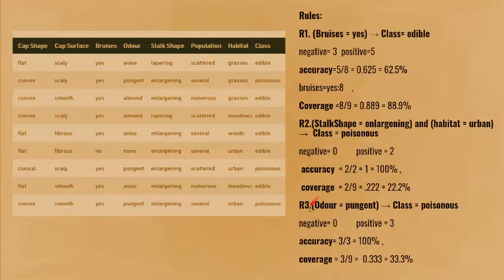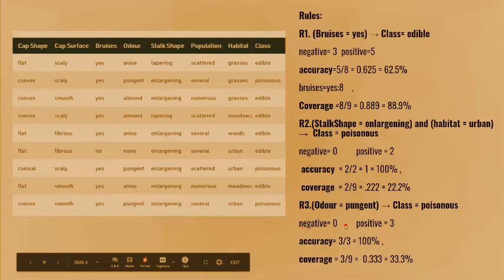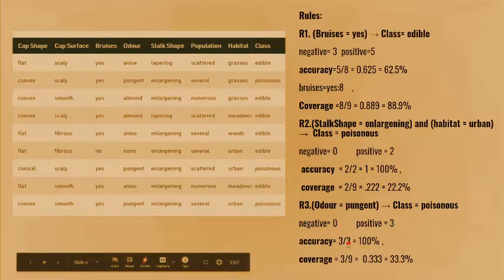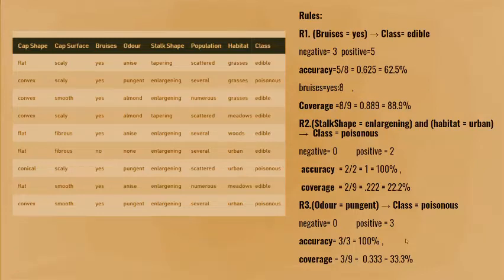And in the third rule, odor equals pungent, that implies that class equals poisonous. So in this rule there are 0 negative instances and the number of positive instances is 3, so the accuracy will be 3 by 3 equals 100%, and the coverage of this rule is 3 by 9, that is 33.33%. So let us take another example for further clarification.